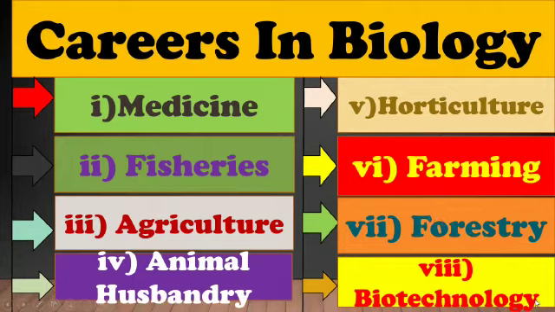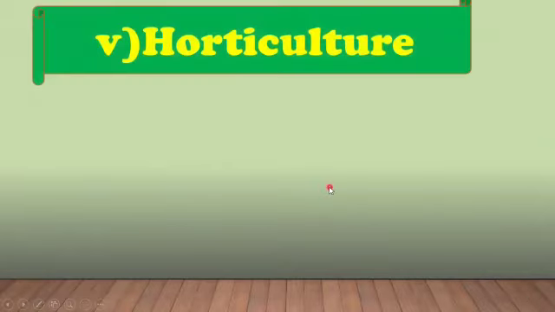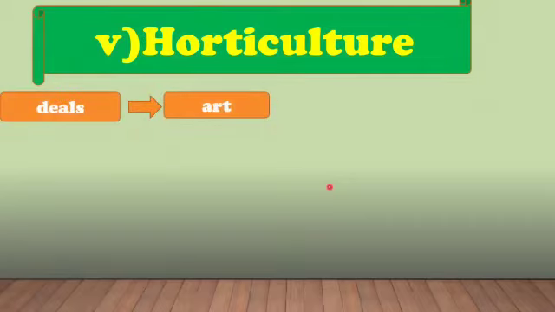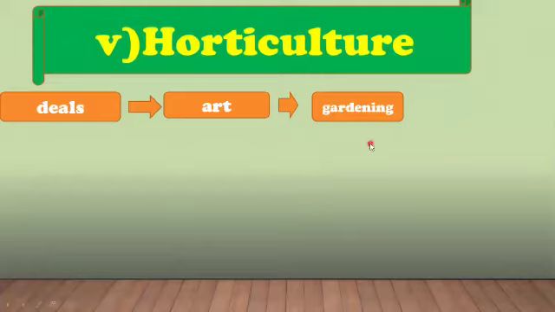Let's move towards the detail of these careers one by one. First career is horticulture. Now, what is horticulture? Horticulture deals with the art of gardening. Art of gardening means how we can use simple plants to decorate or to make them beautiful in our way. This is known as gardening. You have observed the gardens in your home, that there are many simple flowers or different plants that are arranged in different ways, enhancing the beauty of your garden. That is known as gardening.